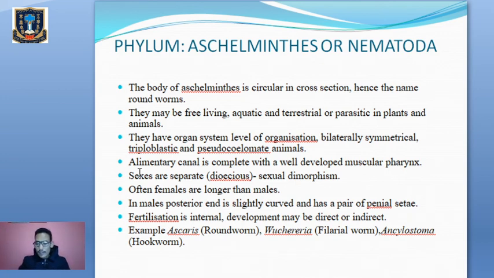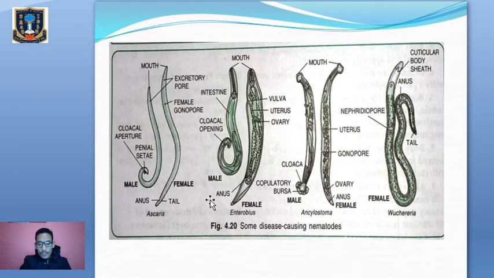So examples are Ascaris, the roundworm, Wuchereria, the filarial worm, and Ancylostoma, the hookworm. Just look over here. Even in Enterobius, the male is shorter than the female, and the posterior part is slightly curved and bears the penial setae. In Ascaris also, the female is longer than the male, and the posterior part of the male is slightly curved and bears the penial setae. And in Ancylostoma also, the female is longer than the male. And this is the Wuchereria one.